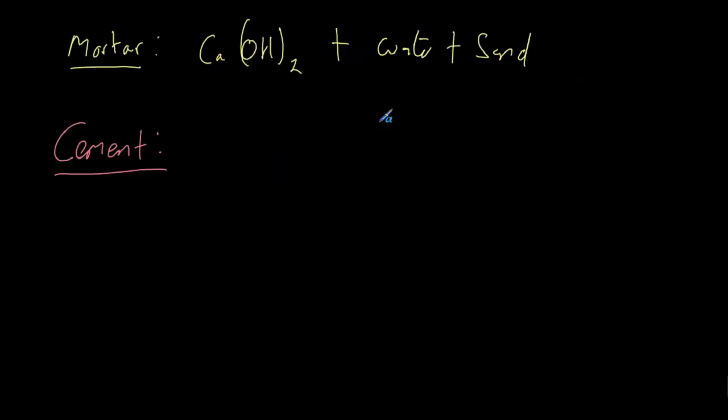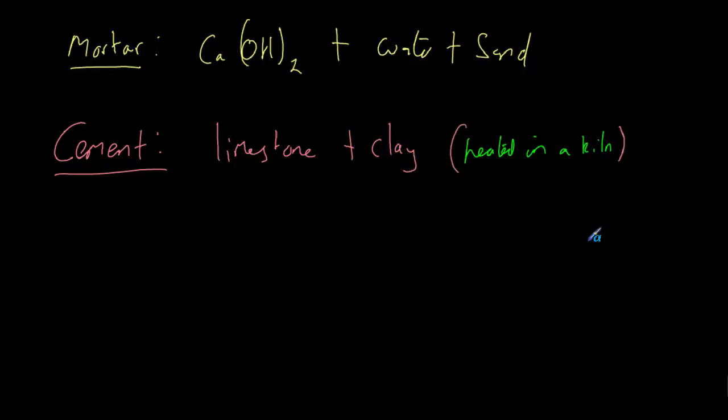Another very useful substance, which I'm sure you've heard of, is cement. Now, cement is made up of limestone, which is of course primarily made of calcium carbonate. Now, the limestone is added to clay, and it is then heated in something called a kiln. This causes a reaction to occur, and the product is the powder that we call cement.